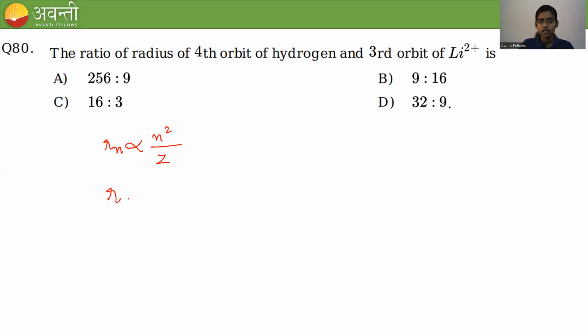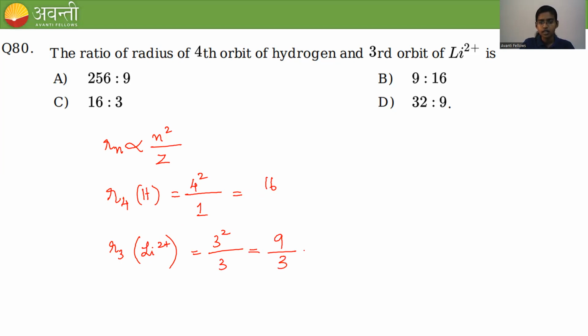So for the fourth orbit of hydrogen, r4 of hydrogen is proportional to 4 square divided by the atomic number of hydrogen, which is 1. So 4 square is 16, right? So it is 16 by 1, which is equal to 16. And the third orbit of Li2+: third means r3 of Li2+. So n value is 3, so 3 square. The atomic number of lithium is 3. So 3 square is 9, 9 by 3 is 3.